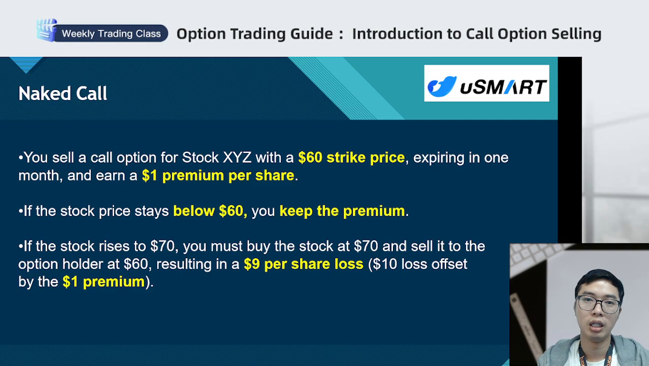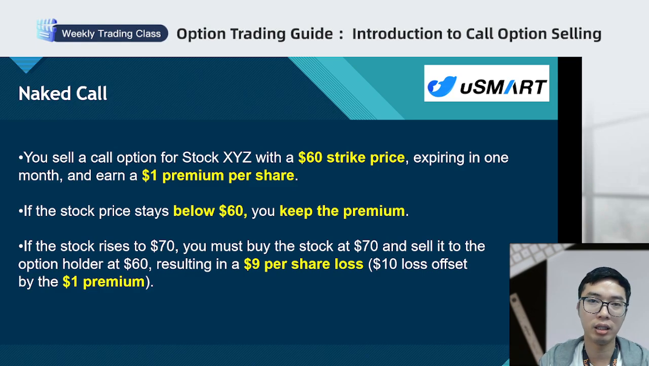However, if the strike price is 60 and the price goes up to 70, how much do we lose? We lose $10 per share. And one contract is 100 shares. So 10 times 100, for one contract you lose 1,000. However, still remember that you received the $1 premium beforehand. So actually, you lose $900 in this case.